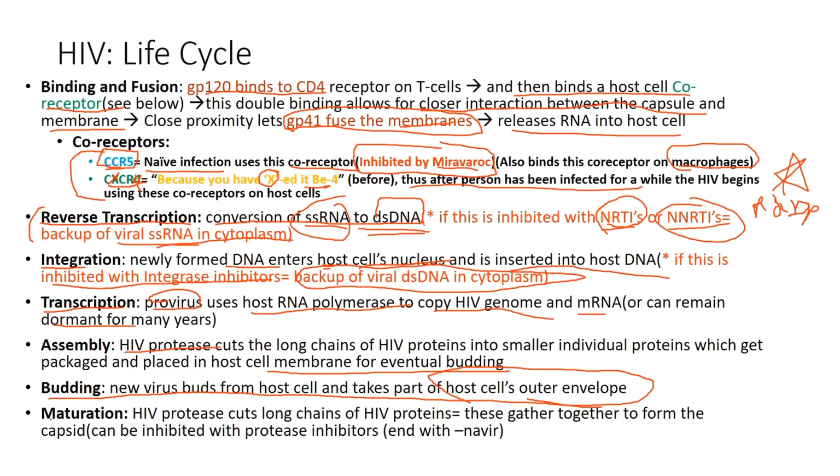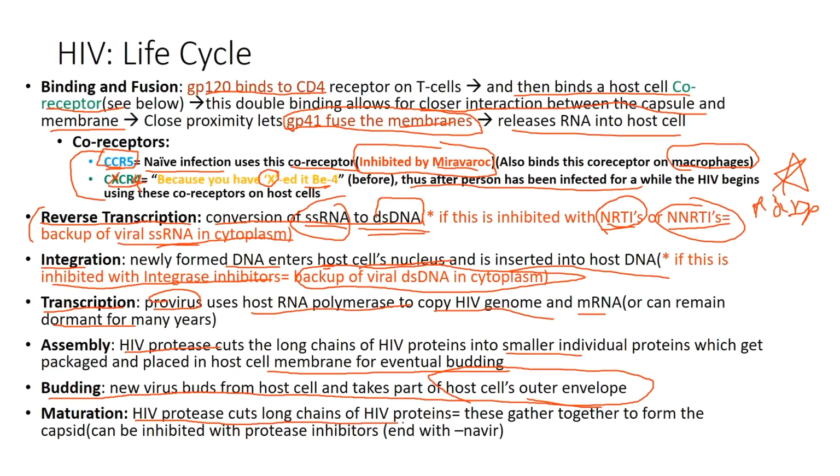And then lastly, once it buds, we will mature the full virus. So here we use the protease. We cut some of the long chains of the HIV proteins into smaller individual ones, but it wasn't actually maturing some of the proteins. So we still have long proteins involved, and this HIV protease cuts them after we bud.